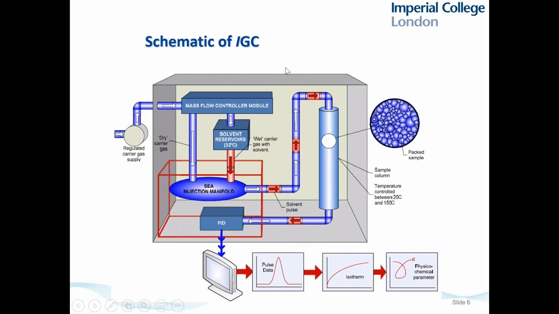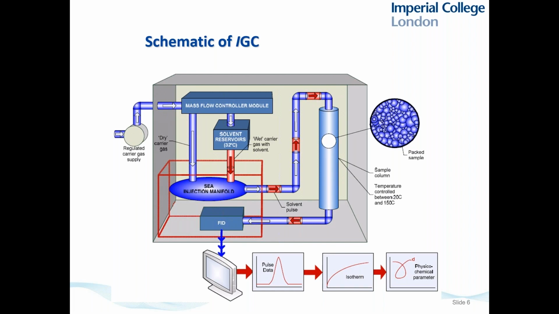Thank you, great. So here's a schematic of an inverse gas chromatographic instrument. And the first thing to note, it has a column holder in here. And this column will contain the powder of interest. So this is an important distinction between analytical GC. In IGC, we study a powder.